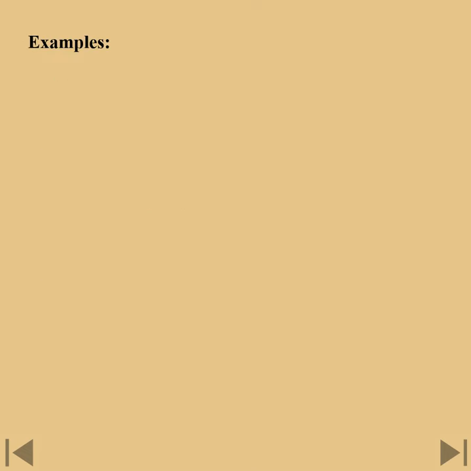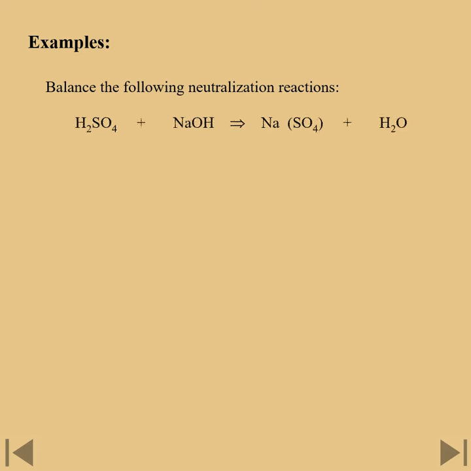Okay, let's do some more. Alright, we are asked to balance the following, and I see sulfuric acid reacting with sodium hydroxide to form sodium sulfate and water. Okay, sulfuric acid has two hydrogen ions. Sodium hydroxide has a single hydroxide. So the least common multiple of 2 and 1 is 2. So I need 1 sulfuric acid for 2 hydrogen ions, 2 sodium hydroxides for 2 hydroxide ions. And I'll get to the waters in a little bit.